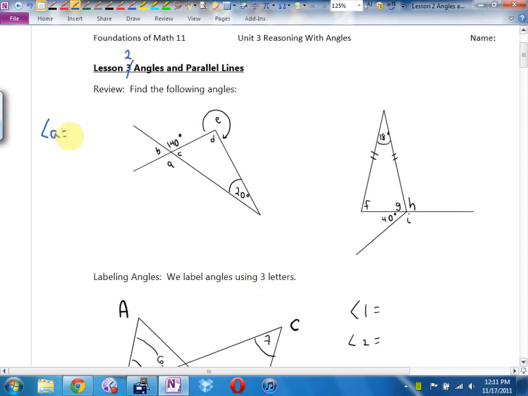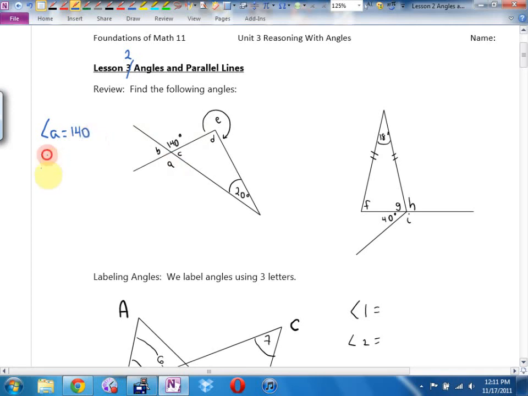And I'm either going to use the 20 or the 140 because that's all they've given me. How big is angle A? How do you know it's 140 degrees? You're correct. We called this vertically opposite, and you were looking for X shapes. These two were the same, so 140. I agree.